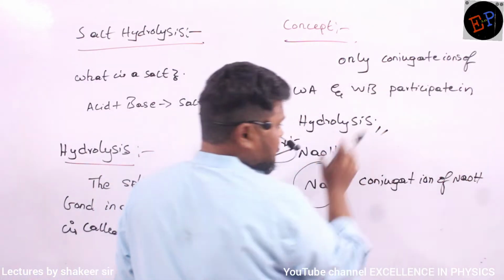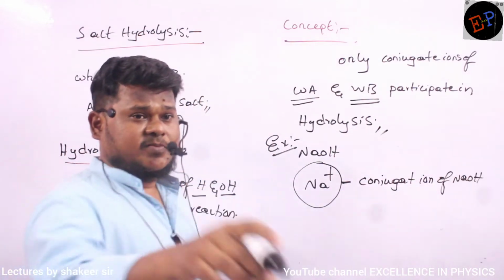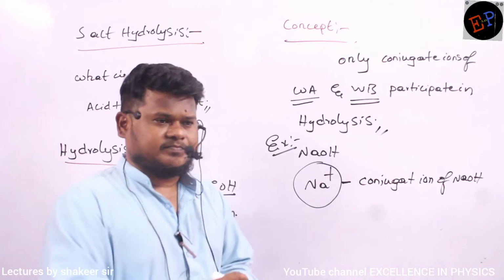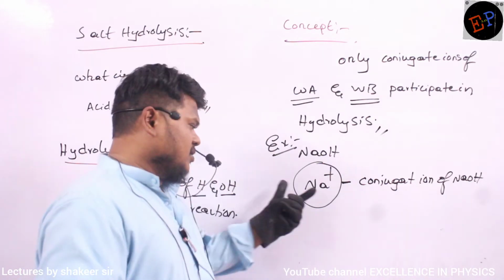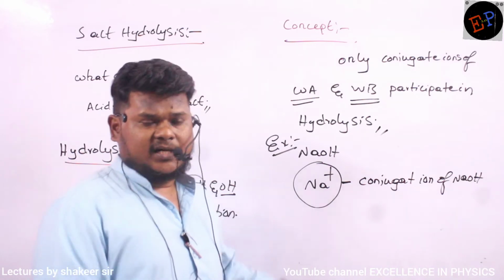Only conjugate ions of a weak acid and weak base will participate in hydrolysis, in splitting the water into H plus and OH minus. Are you able to understand? So conjugate ions of a strong acid and strong base never take part in hydrolysis.